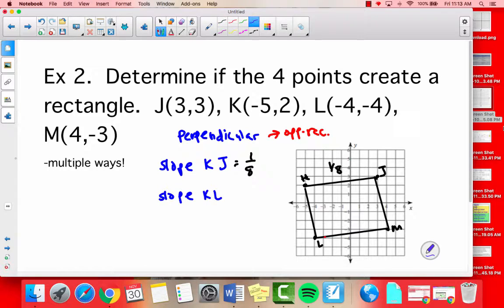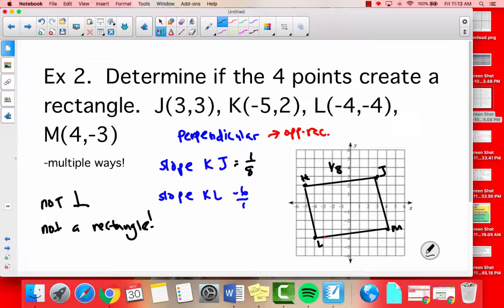And then I'm going to do the same thing for K to L. So I'm going to go up 1, 2, 3, 4, 5, 6. So up 6. And then to the left 1. And that's why I put a negative there, because I'm going to the left. So if I look at these slopes, 1/8 and -6 over 1, are they opposites? Well, yes, one's positive and one is negative, but are they reciprocals? No, because if I flip 1/8, I get 8 over 1, not 6 over 1. So these are not perpendicular, so it cannot be a rectangle. And then we'd be done.